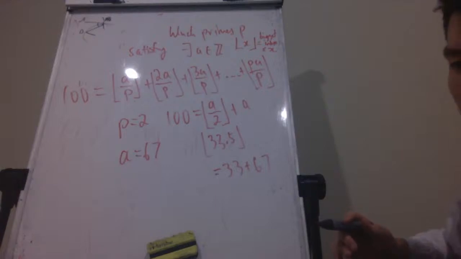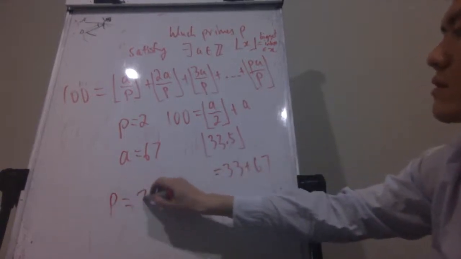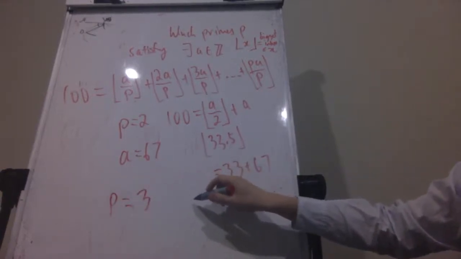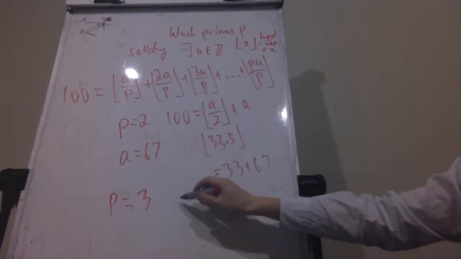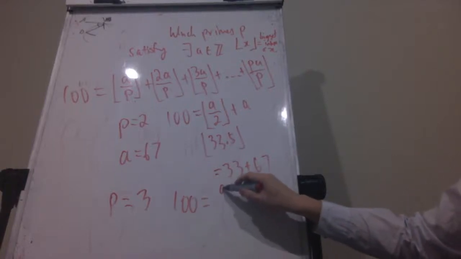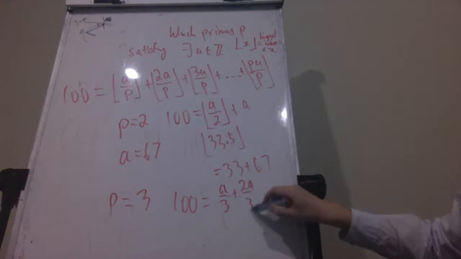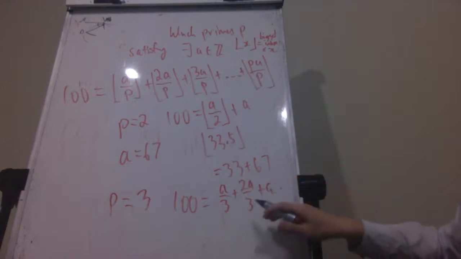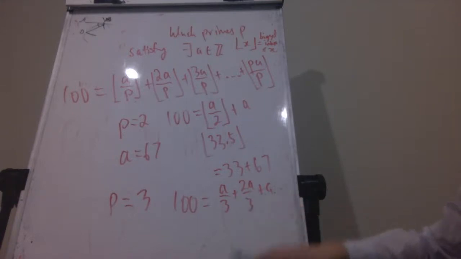Yeah, I guess that was it. And we try p equals 3. You basically need to find 100 equals A on 3 plus 2A on 3 plus A. So you're kind of looking for A equals 50, right?